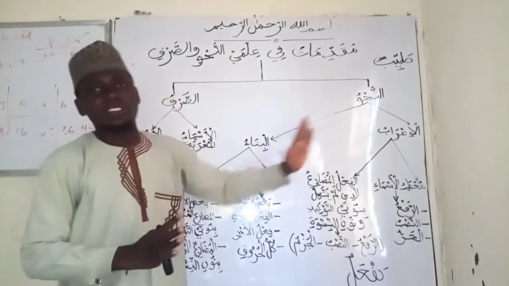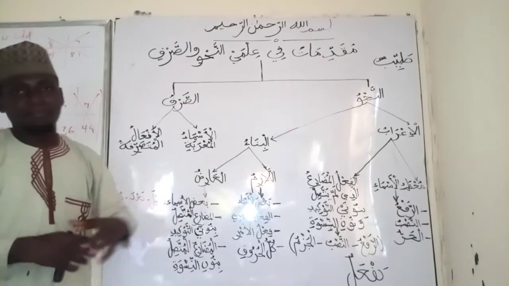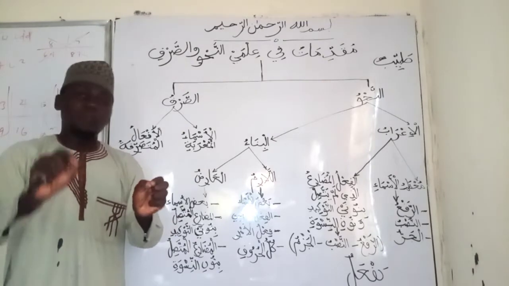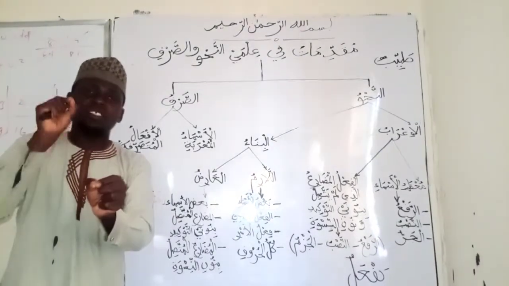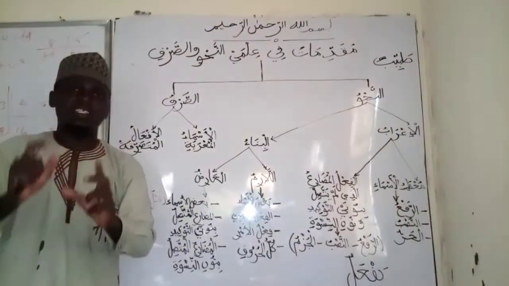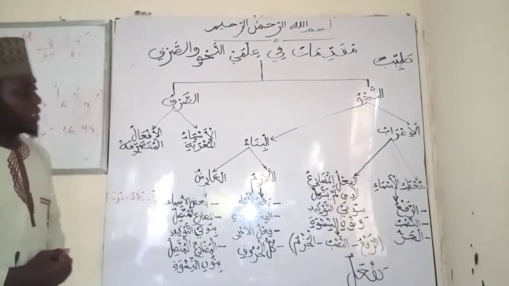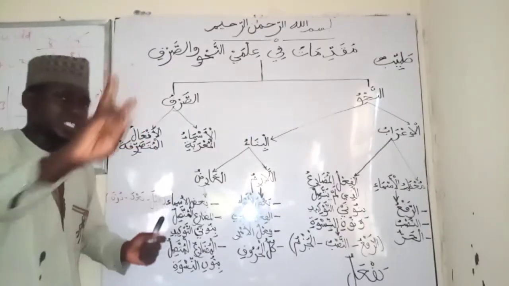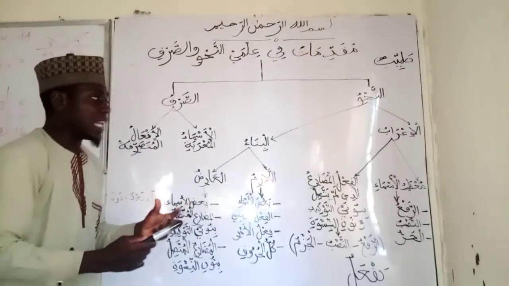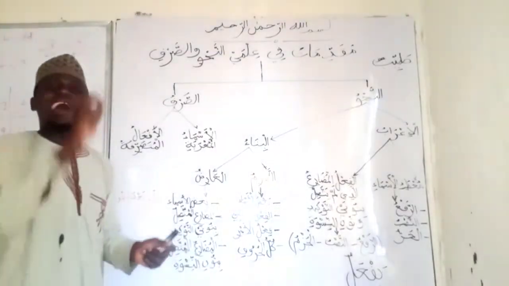Now, that is one of the subdivisions of nahw. The other division is al-bina. Al-bina, as I've explained earlier, is when the word is structured. It is not subject to change. It remains the same regardless of the position the word is in a sentence. In al-bina, it is also subdivided into two. One of them is al-bina'u al-lazim, and the other one is al-bina'u al-arid.